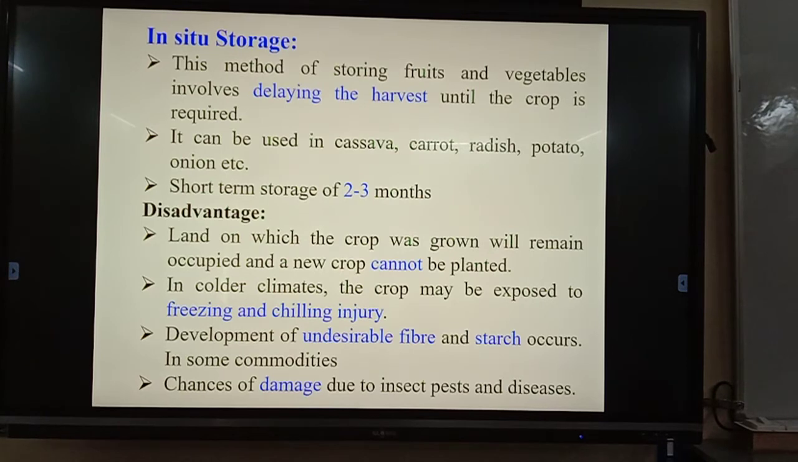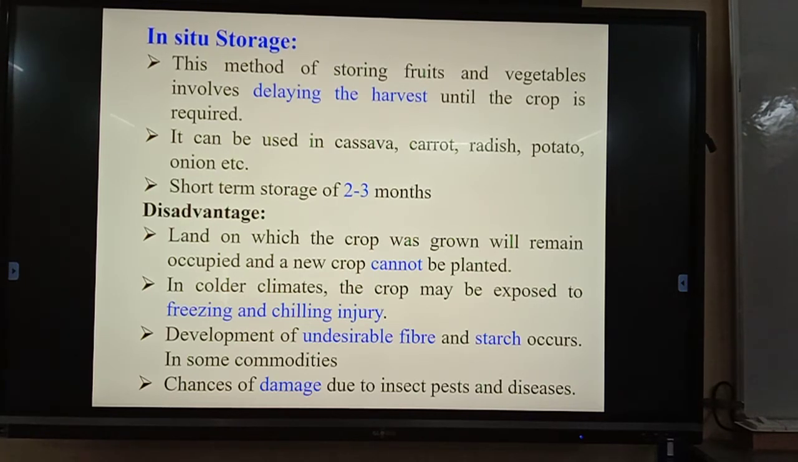First is the in situ storage. What is in situ storage? In situ storage means we have to delay the harvest of the crop, or in other words, harvest the crop as per the demand in the market. Especially in case of bulb crops, tuber crops and root crops, we can easily follow this type of storage system. As per demand, we have to harvest the quantity of the crop.